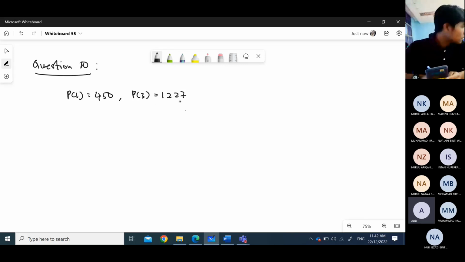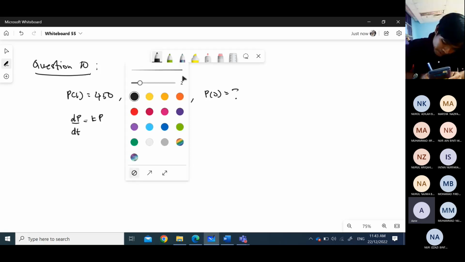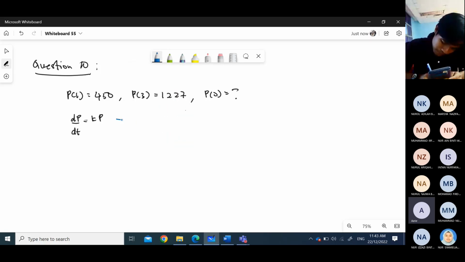Okay, so we need to find the original size. Based on this information, we identified that this is about proportion growth. So we use this model, which is dP/dt equals kP. Okay, so this one is a separable equation. We will apply separable equation. So how to apply separable equation?